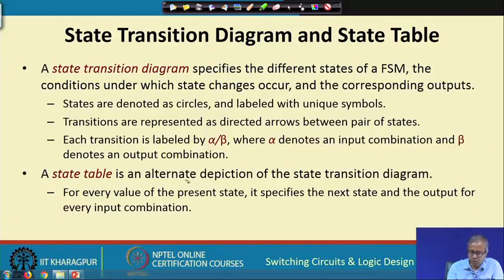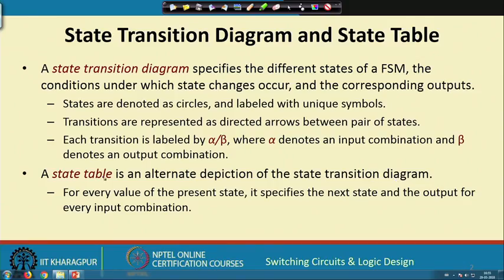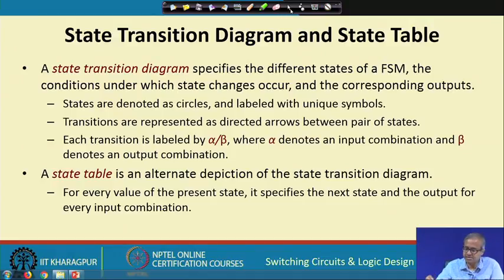State table is an alternate depiction of the state transition diagram. It is not something separate, they represent the same information. Instead of showing it in a diagrammatic form, you show it in the form of a table. That is the only difference. So, in this table, just like in the diagram, for every value of the present state, the next state is specified and also the output values for each input combination are specified. These we will see, we will take a number of examples.